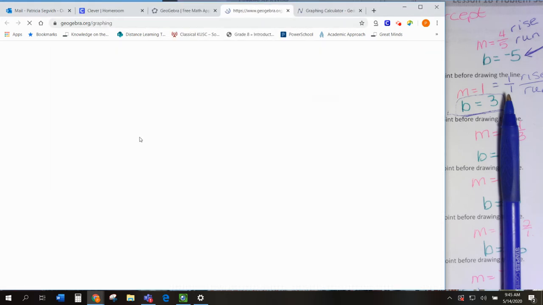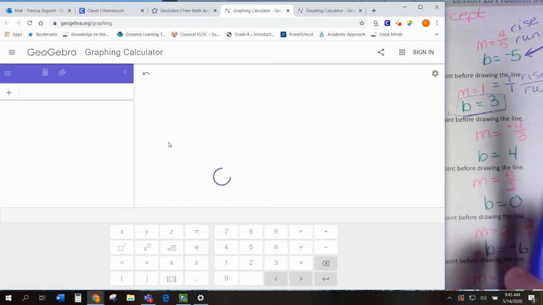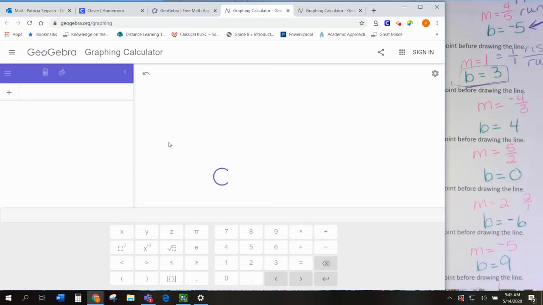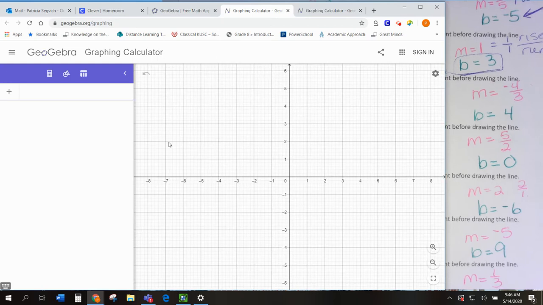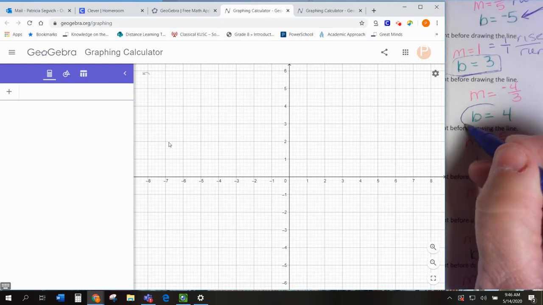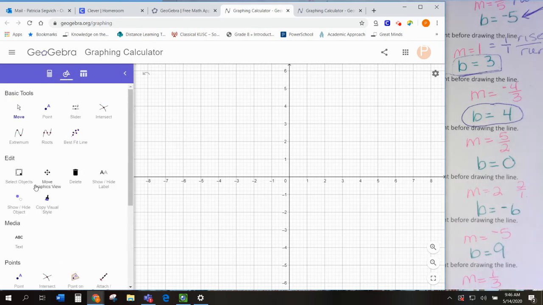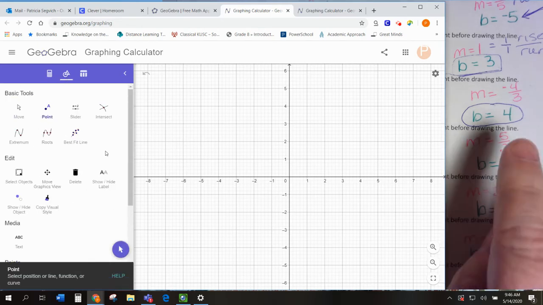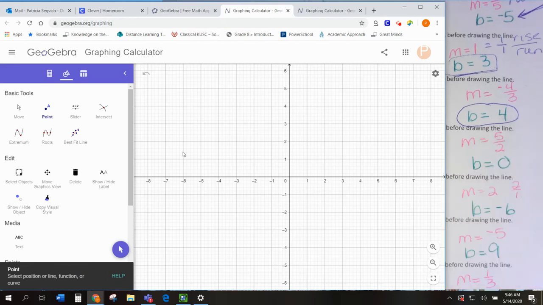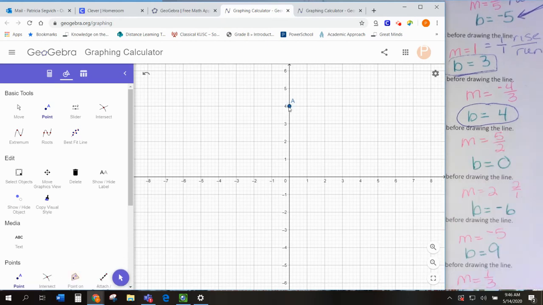Let's go to number 3. Number 3, we have a slope of negative 4/3 and a y-intercept of 4. We start with the y-intercept of 4. On our y-axis, we put a dot at positive 4, because this is telling us it's crossing the y-axis at 4.